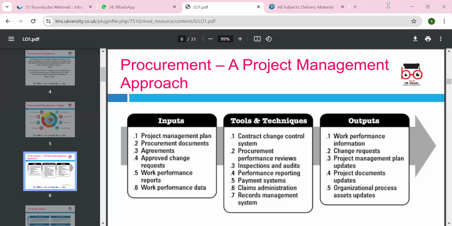The processes and techniques: contract change control system, procurement performance review, inspection and audit, because the quality control department in procurement and logistics is very important. Then the payment system, claims administration, records management, work performance, change requests, project management plan, project documents, and organizational process assets, which also need to be managed effectively, and we have to look at them.